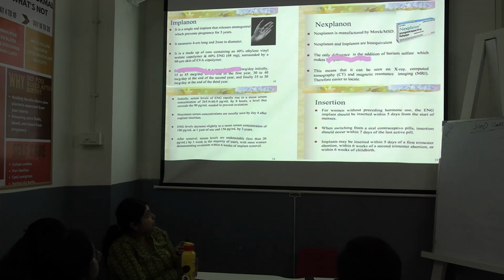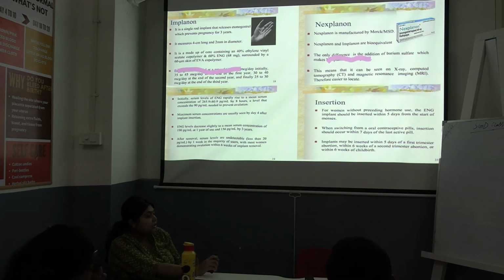Implanon and Nexplanon are bioequivalent; both release the same drug, etonorgestrel only. And what is the difference between these two? The better thing about Nexplanon is it can be seen on X-ray, CT scan, MRI, therefore easier to locate. After it has been inserted, you have to locate it, and after 3 years you have to remove it. Otherwise you would have to keep palpating. But since this contains barium sulfate, which makes it radio opaque, you can easily trace or locate Nexplanon using CT, MRI, or even a simple X-ray.